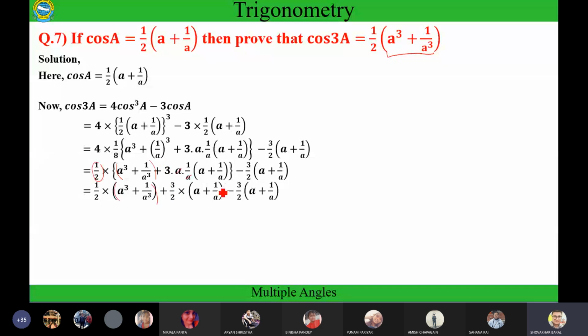So 1 by 2 times 3 is 3 by 2, 3 by 2 times (a plus 1 by a). Here it is, this a plus 1 by a minus 3 by 2 (a plus 1 by a). Further, see here, these two terms will be cancelled: 3 by 2 (a plus 1 by a) and minus 3 by 2 (a plus 1 by a). So I have got the value 1 by 2 (a cube plus 1 by a cube). This is the required solution of the question. Therefore cos 3a is equal to 1 by 2 (a cube plus 1 by a cube), proved.